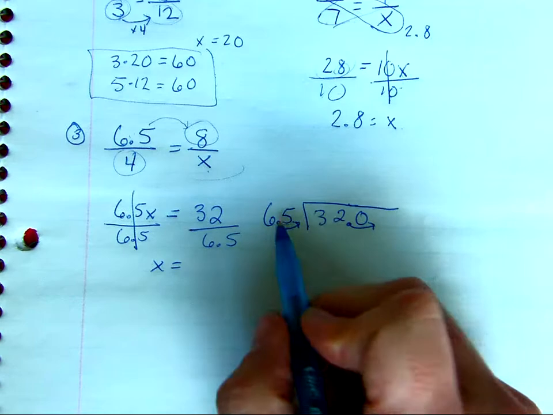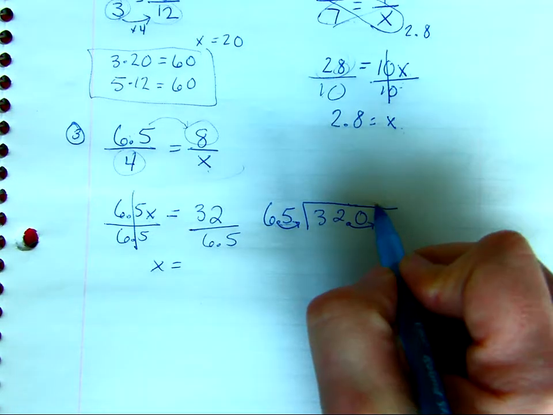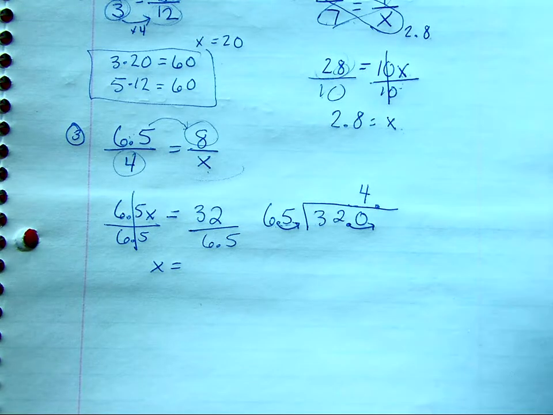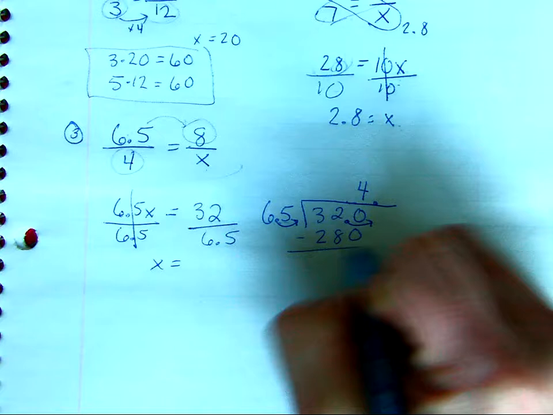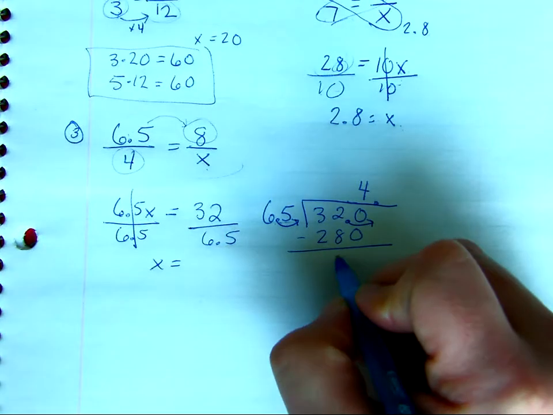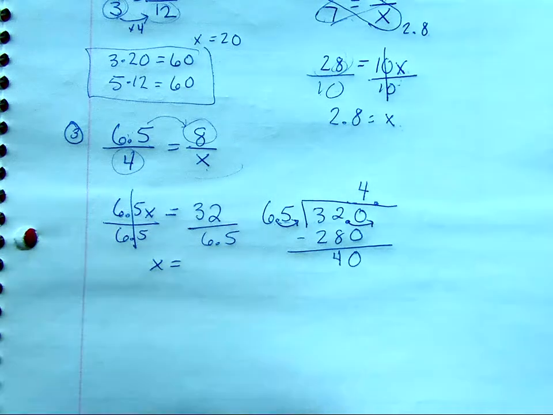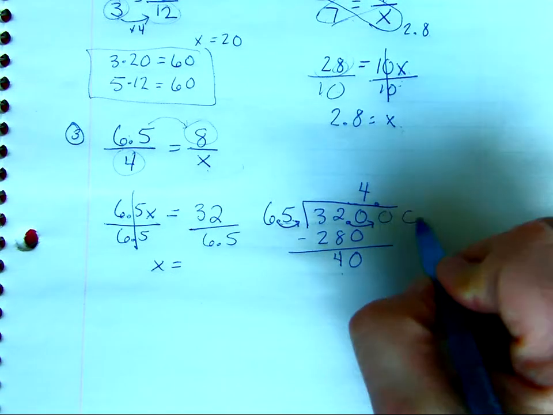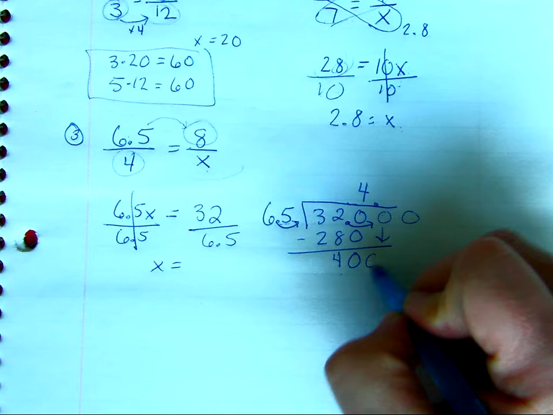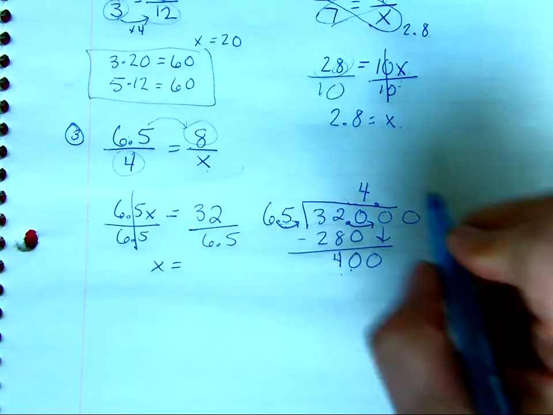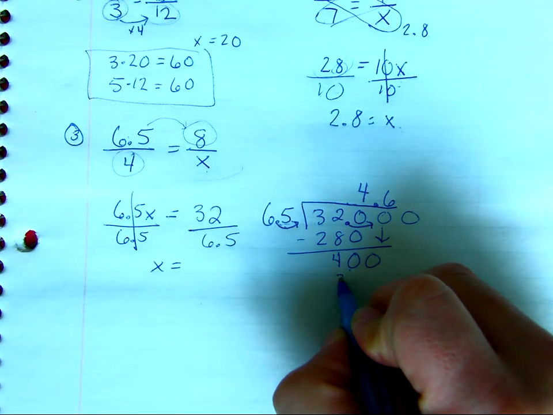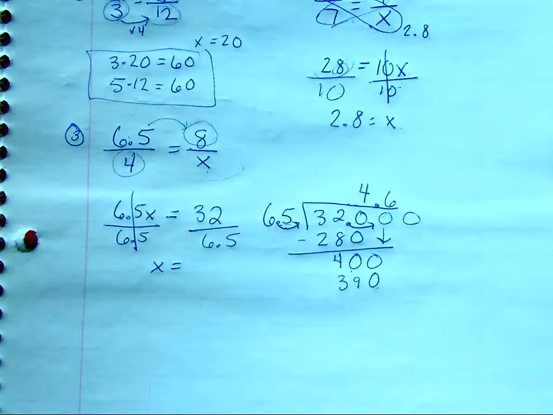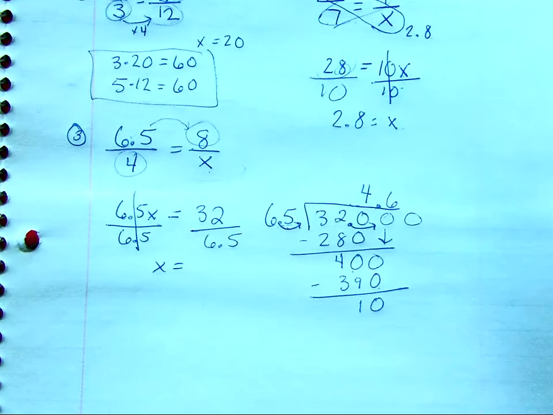So if I'm looking, 65 is going to go into 320 4 times, and that's going to give me 280, leaving me with 40, which is less than 65, so I'm good to keep going. And I can add a couple zeros. 65 goes into 400 6 times, giving me 390. 6 times 65 is 390. If I subtract, I'm going to get 10.